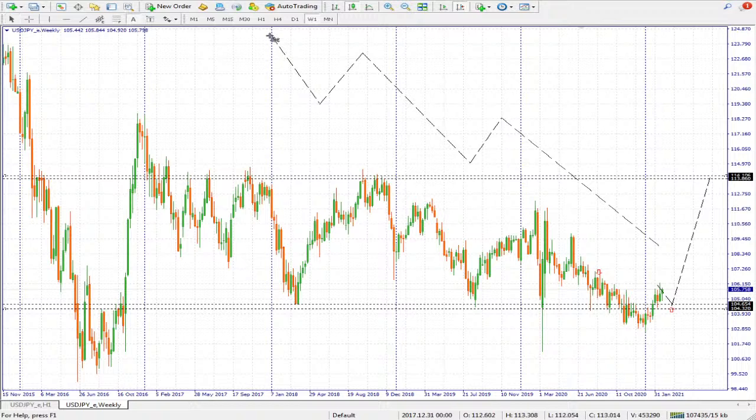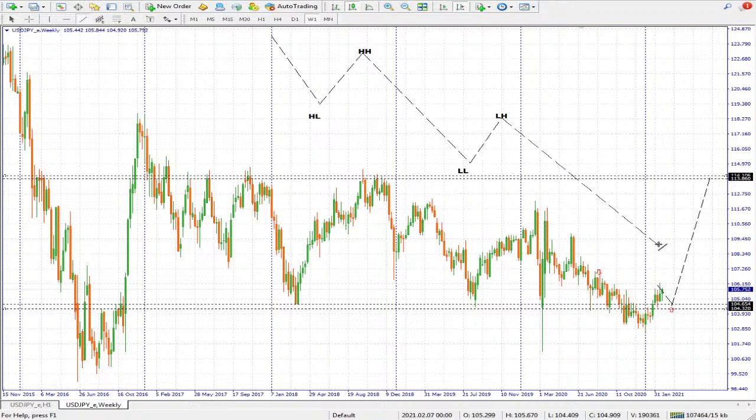So the first move which you're seeing has established a higher low, and then this is a higher high. Then we have here a lower high, and then we also have another lower low.